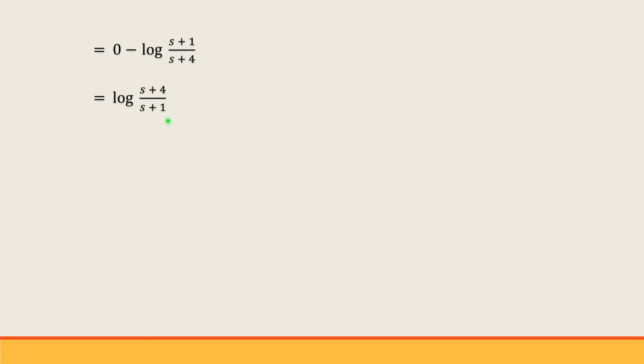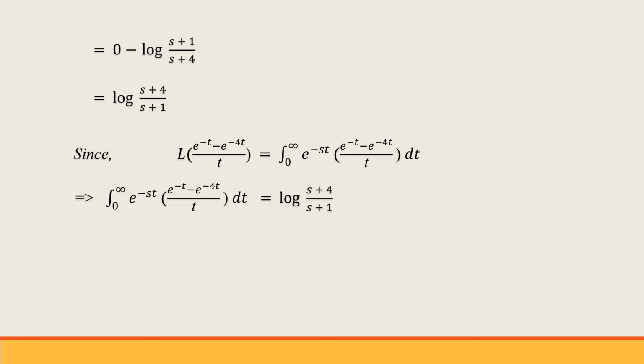Now, the Laplace transform of f(t), that is (e^(-t) minus e^(-4t)) by t, we can also write as the integral from 0 to infinity of e^(-st) into (e^(-t) minus e^(-4t)) by t dt. So, our equation becomes the integral from 0 to infinity of e^(-st) into (e^(-t) minus e^(-4t)) by t dt equal to log((s plus 4) by (s plus 1)).